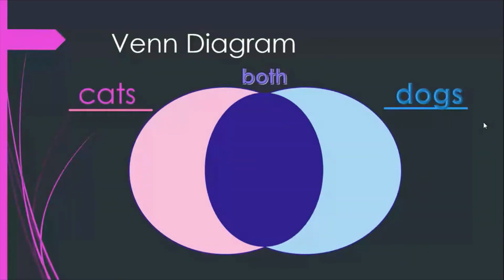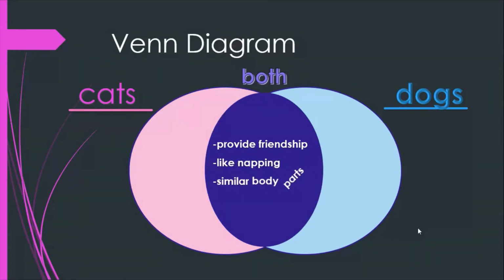So using our passage, we can say that both cats and dogs provide friendship, and we can say that they both like napping. They like to sleep during the day. And lastly, the last thing that I wrote here is that they're similar because they have similar body parts, right? Both cats and dogs have tails, four legs, and so on and so forth.